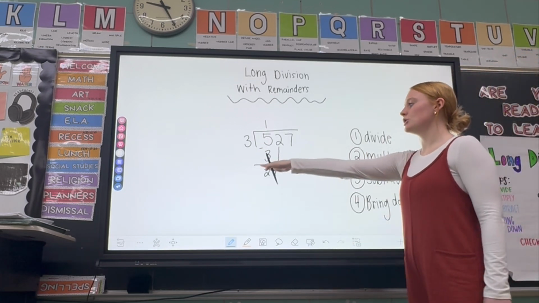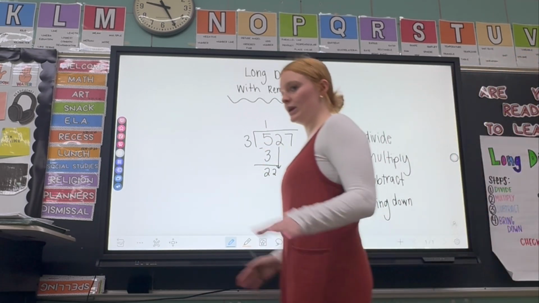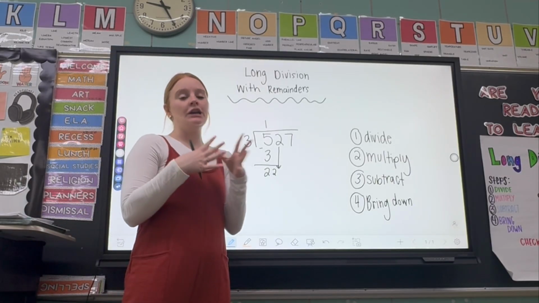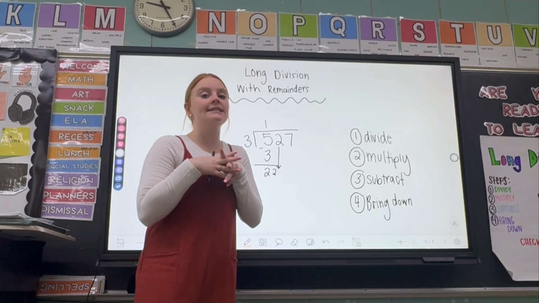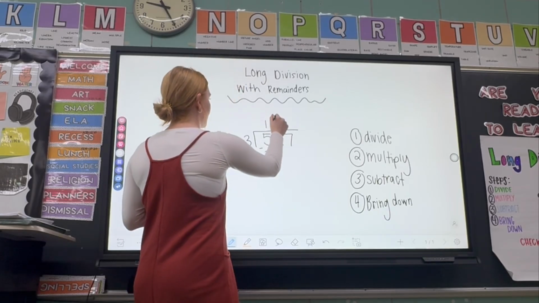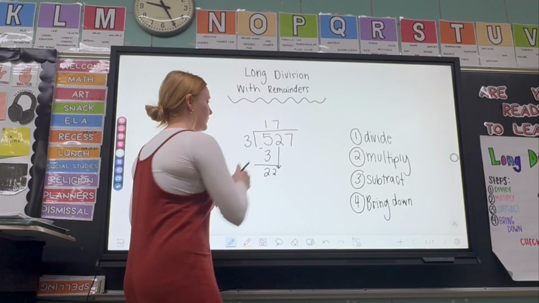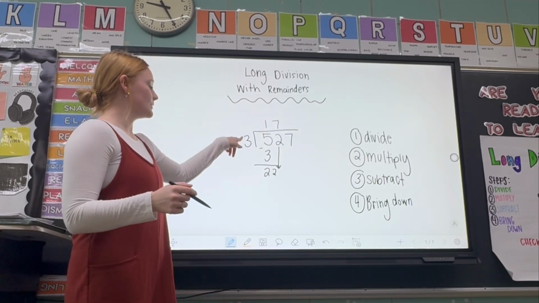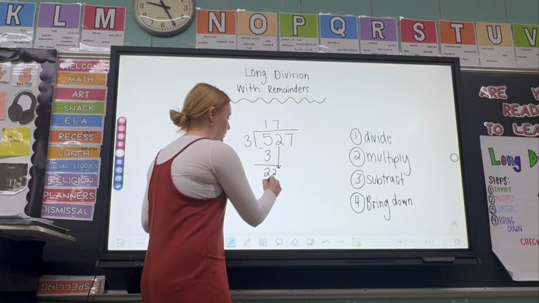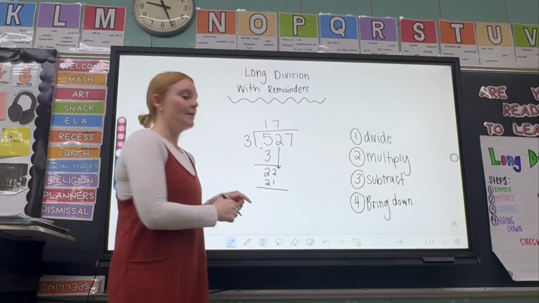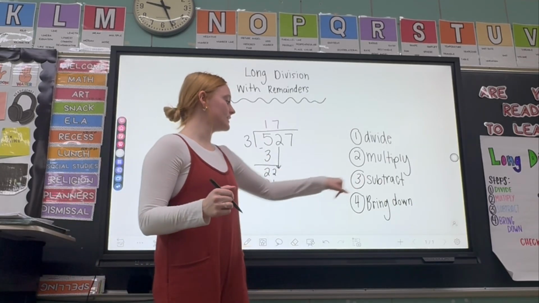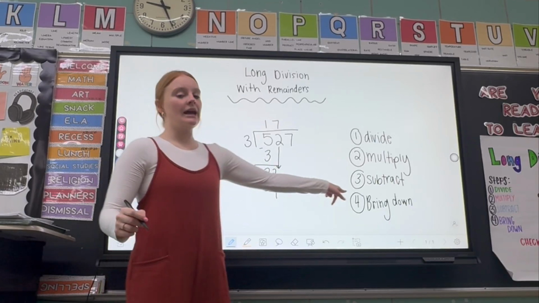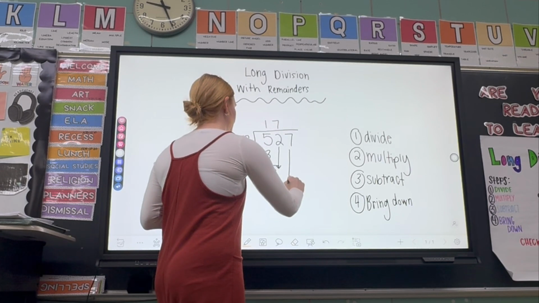So I say 22 divided by 3. How many times does 3 go into 22? I know 3 goes into 22 at least 7 times, so I'm going to put a 7 right here. My next step is to multiply. 7 times 3 is 21. My third step is to subtract. 22 minus 21 is 1, and I bring down.